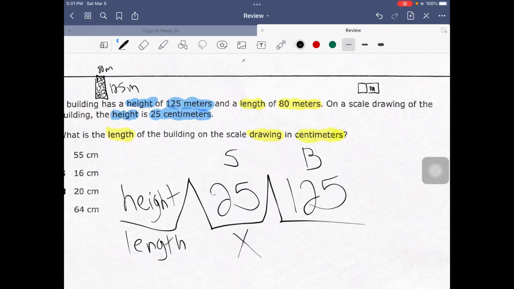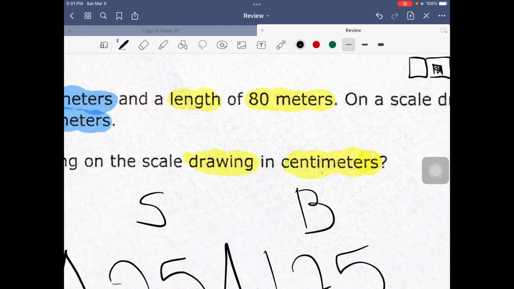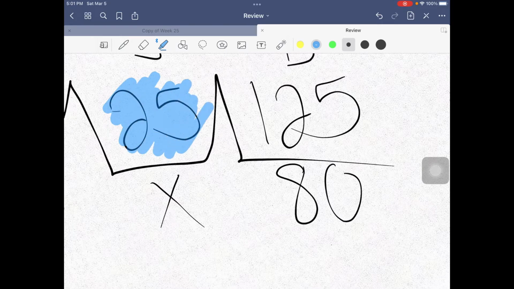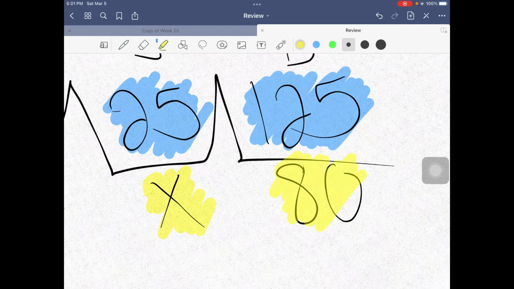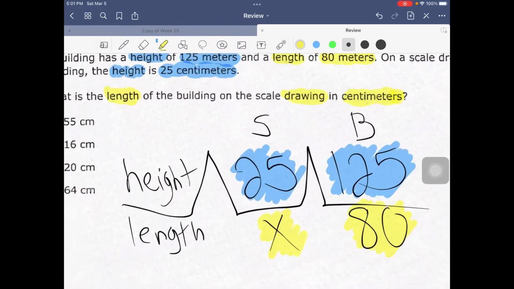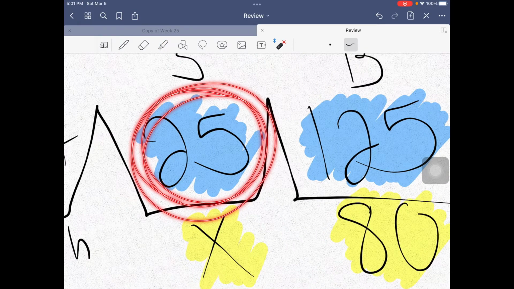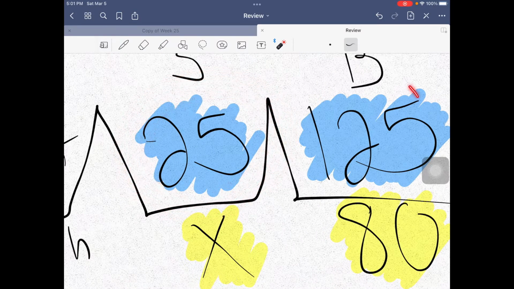Ahora, which one's my big one for the length? 80. Ahora, if you want, you can also highlight the numbers. So there's a little bit of color, a little bit of visual, and you can differentiate what we did and understand por qué hicimos lo que hicimos. Ahora, is there anything that we can go 25, that can multiply 25 to get 125?